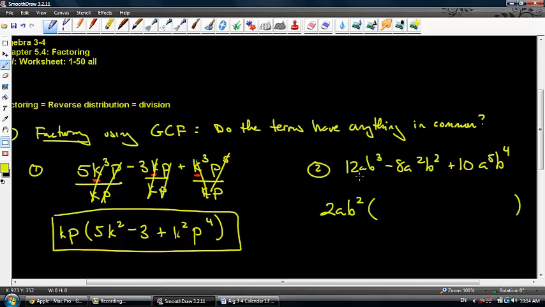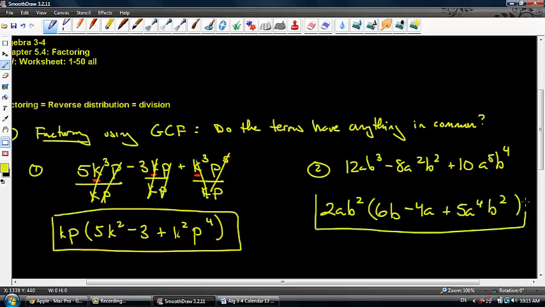Now what does that leave me on the inside? If I divide everything by 2, I end up with 6 on the inside. The a's are going to cancel each other out. B to the third divided by b squared is b, minus 8 divided by 2 is 4, a, and no b's in this one, plus 10 divided by 2 is 5, a to the fifth minus a is a to the fourth, and then b squared. Okay? Hopefully you were able to beat me to that answer.